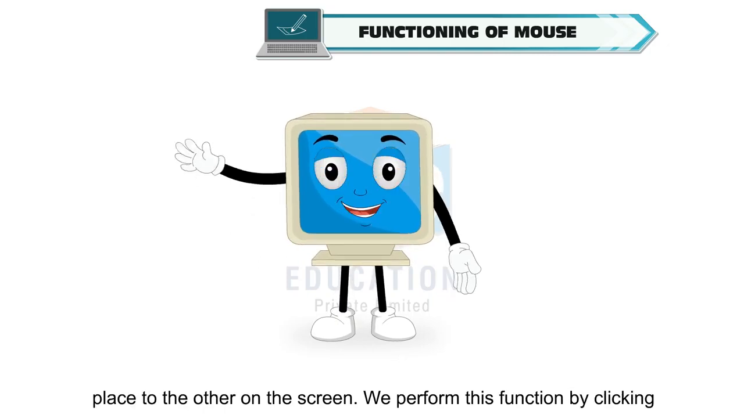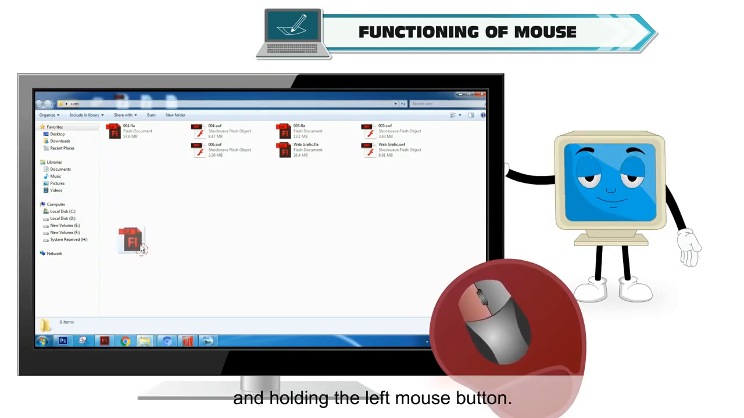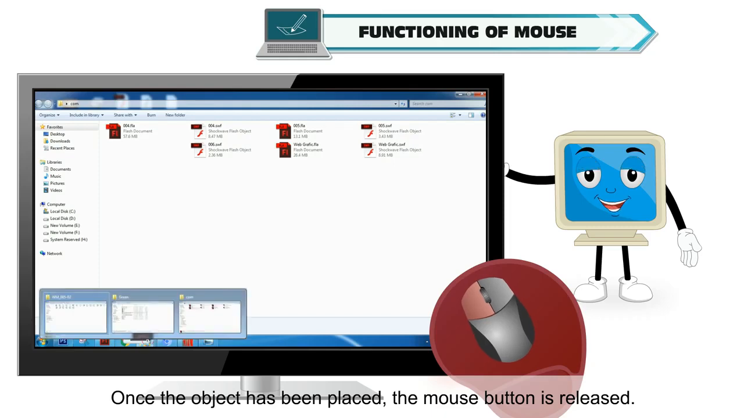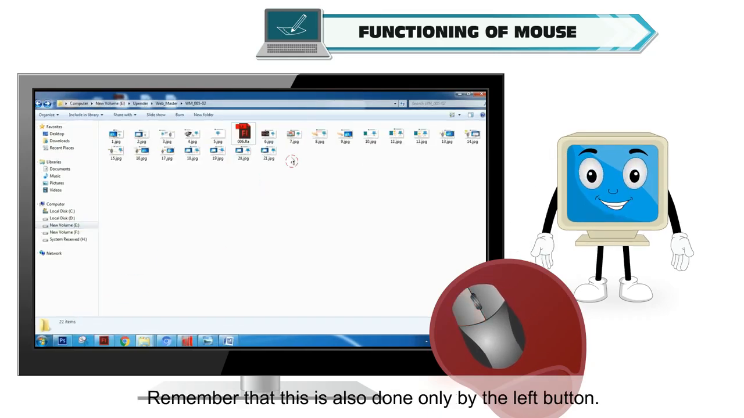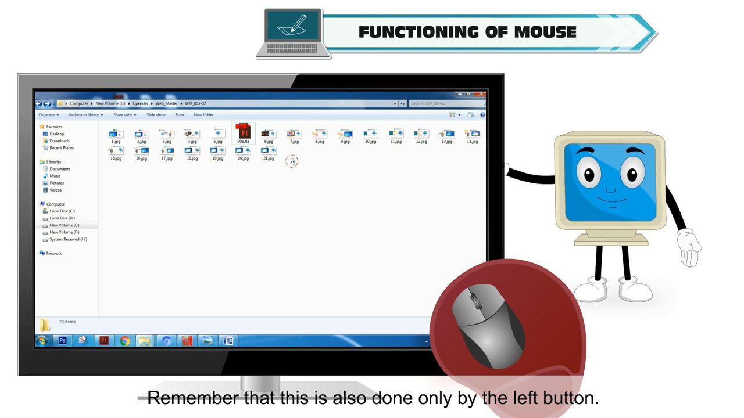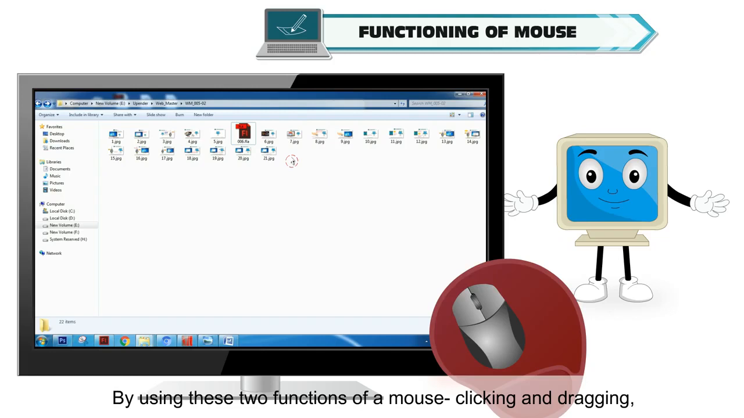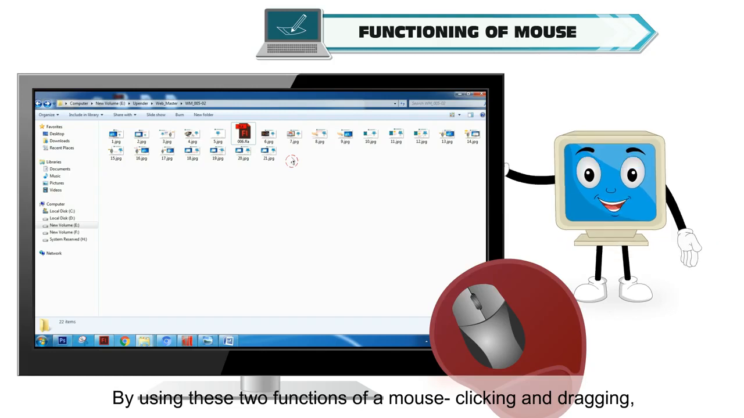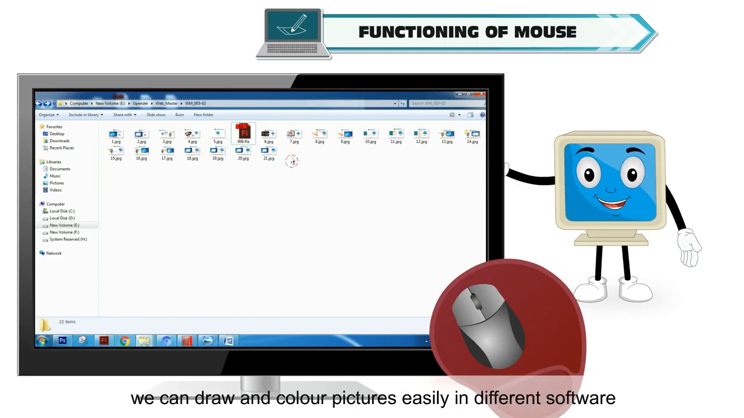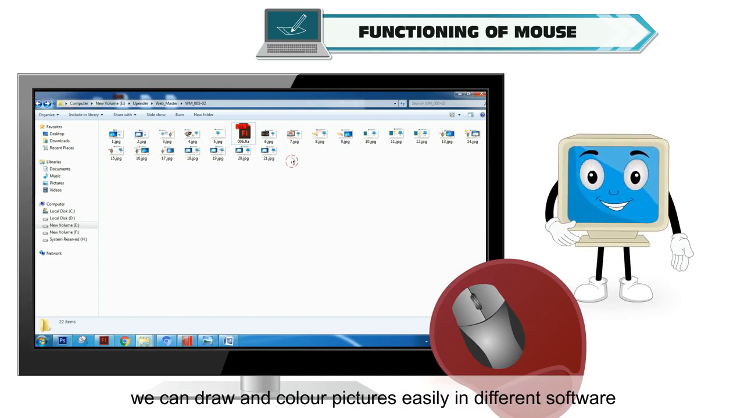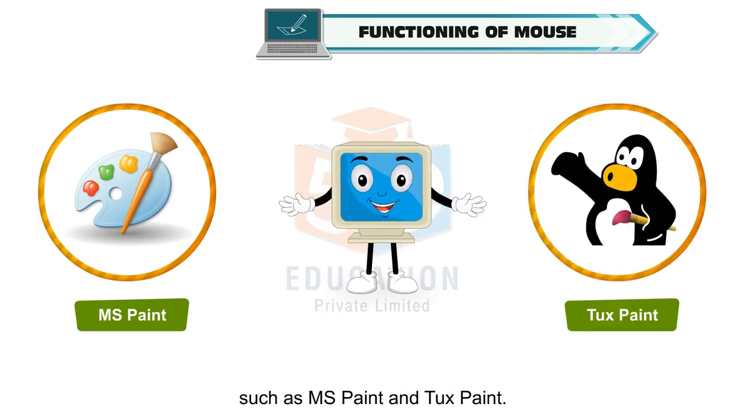We perform this function by clicking and holding the left mouse button. Once the object has been placed, the mouse button is released. Remember that this is also done only by the left button. By using these two functions of a mouse, clicking and dragging, we can draw and color pictures easily in different software such as MS Paint and Tux Paint.